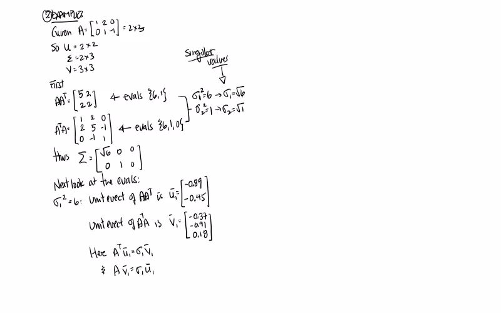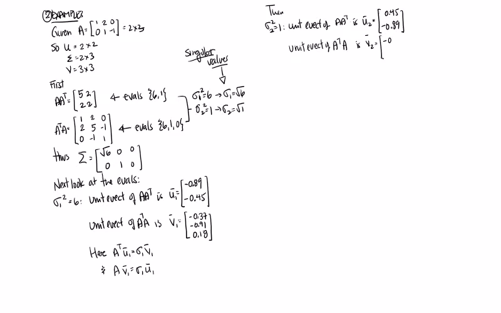So then what we do is we go on to the second sigma. So sigma 2 squared is 1. So we look for a unit eigenvector of A transpose. We get U2: 0.45, negative 0.89. And we look for a unit eigenvector of A transpose A. This will be our V2.